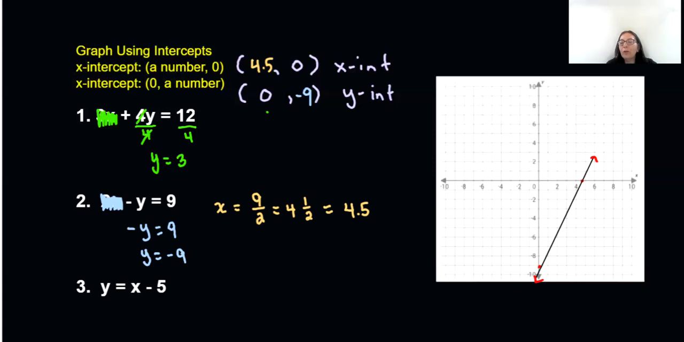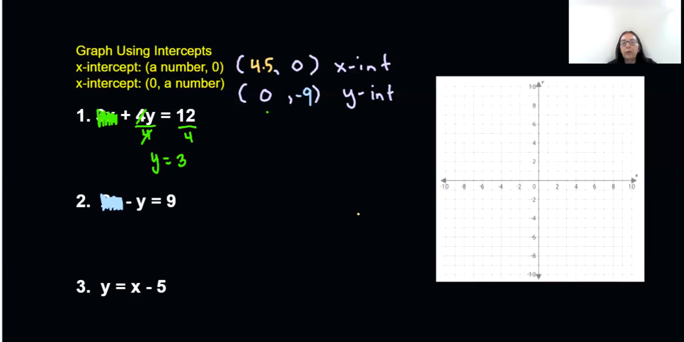We've got one more to do. I'm going to erase and make some room so we don't have any clutter here. So again, I'll start by finding the x-intercept. I'm hoping you're ahead of me and I've already done that. Just going to erase that there. So with the x-intercept, what do we do? We make y 0.